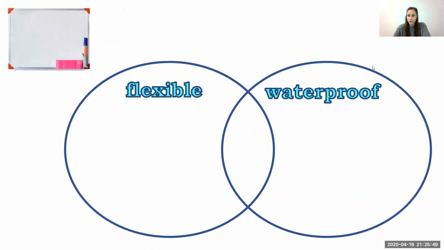Now I want you to try by yourself. On your whiteboard, you need to draw 2 circles and write flexible and waterproof. So draw like this. You can pause the video to draw the circles or into your notebook.